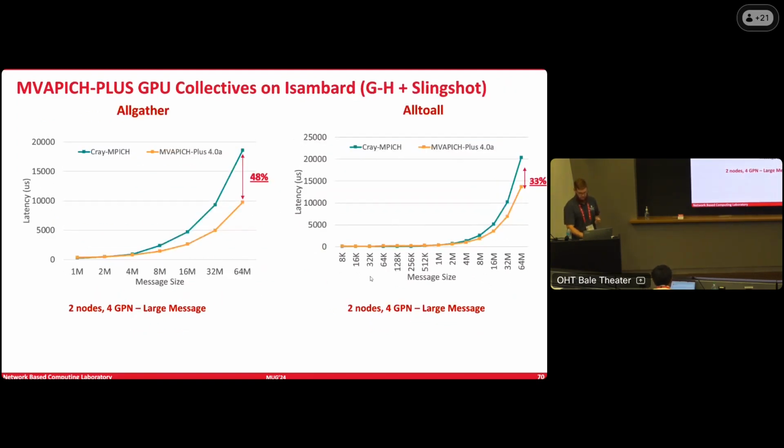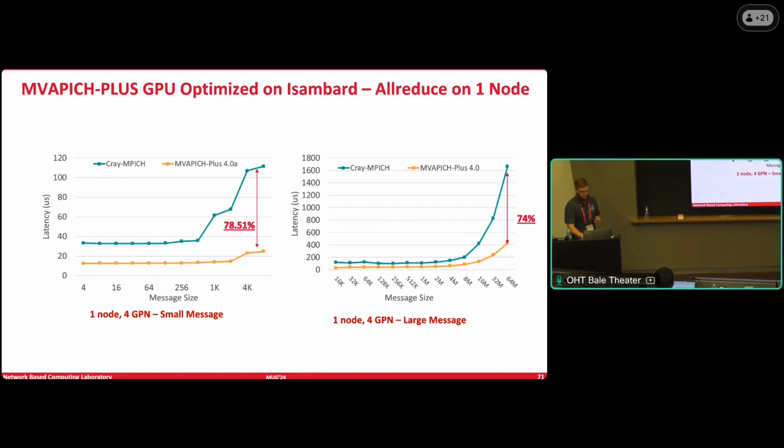On collectives, once again, that is translating to our collective designs as well. Same with Allreduce, where we can see up to an 80% performance gain on these cutting edge systems with our enhanced intranode performance.